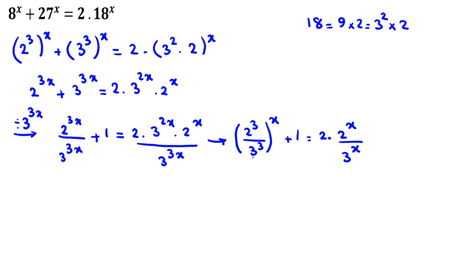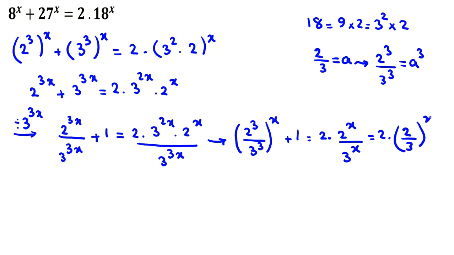Now it's good. Why? Because we can write what here? It is 2 to the power of 3. Let me tell you, I want to consider 2 over 3 equals a. So then I can say what? Then I can say 2 cubed over 3 cubed is a cubed. Now, here I can say it is equal to 2 times 2 over 3 to the power of x. Now, here you can say 2 cubed over 3 cubed is what? A cubed. So, here, because we want to get rid of x, it's better to do what?